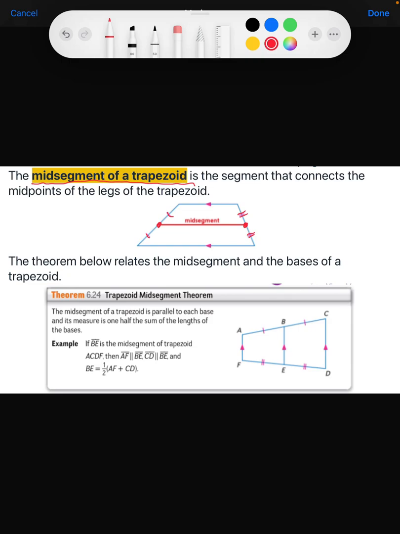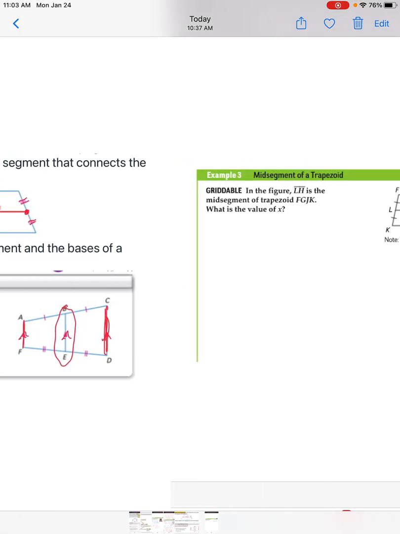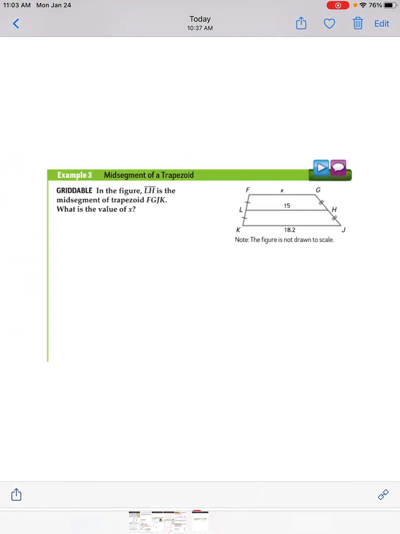So the theorem below, our trapezoid mid-segment theorem, tells us that the mid-segment of a trapezoid is parallel to each of the bases, and its measure is 1/2 the sum of the lengths of the bases. So if we were to add up AF and CD and then divide by 2, we'd get the length of BE. Let's take a look at an example. In the figure, LH is the mid-segment of trapezoid FGJK. What is the value of X?